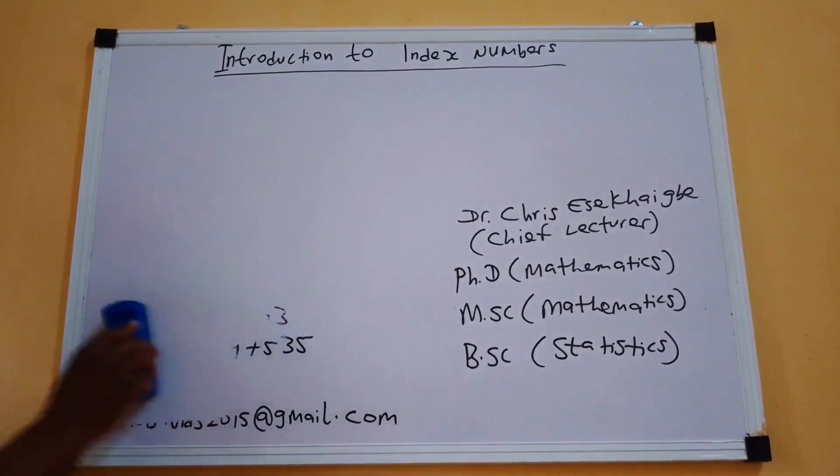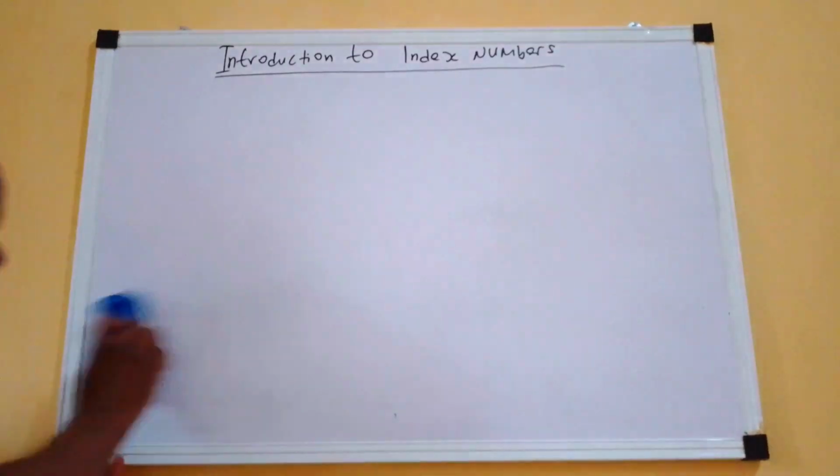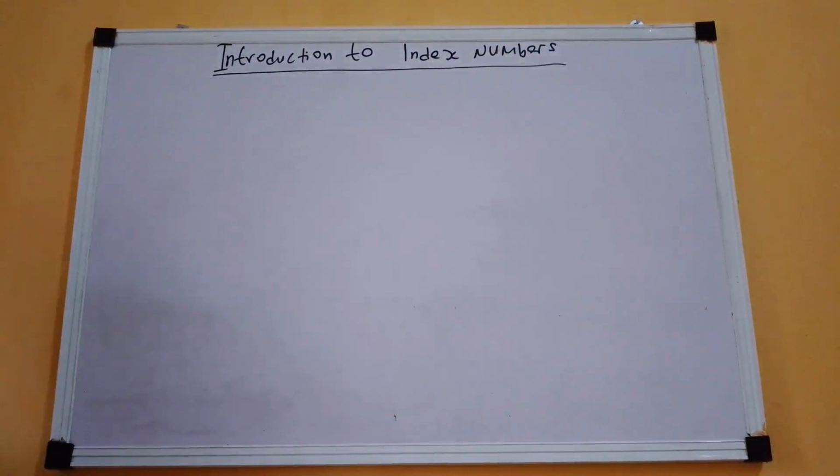Introduction to Index Numbers. What are index numbers? The first thing we are going to be doing is to see how we can define index numbers. We have to know what index numbers are, and after a proper definition, we will see the uses of index numbers, the characteristics of index numbers, and how we can apply them to our daily living. Now, by definition, index numbers are statistical devices designed to measure relative changes.